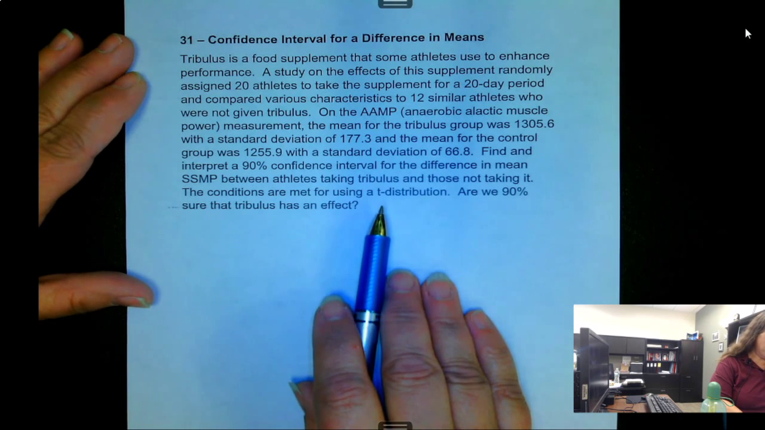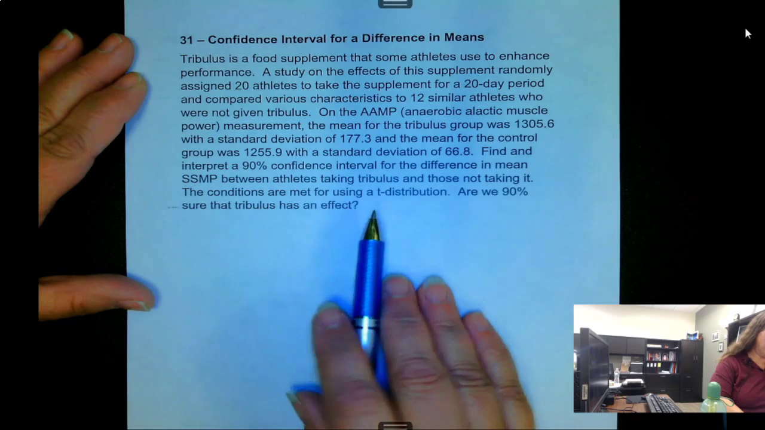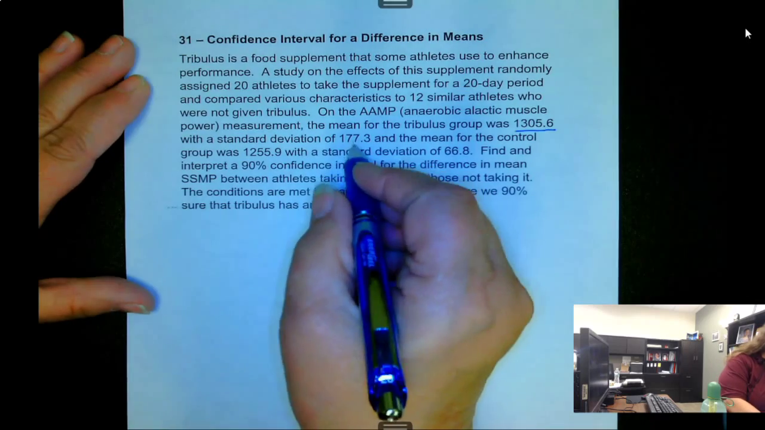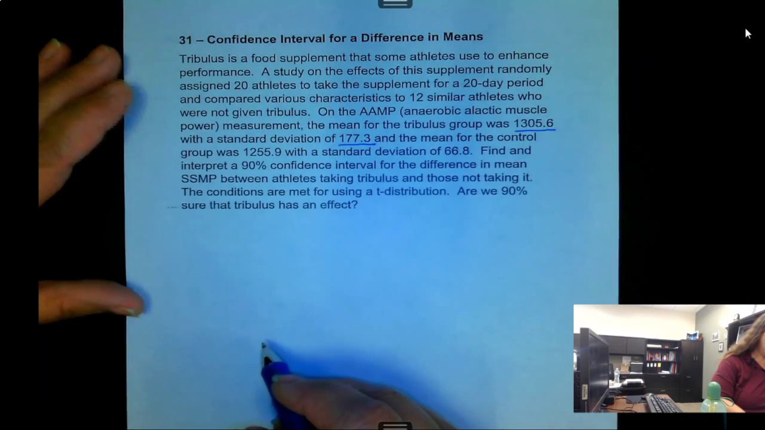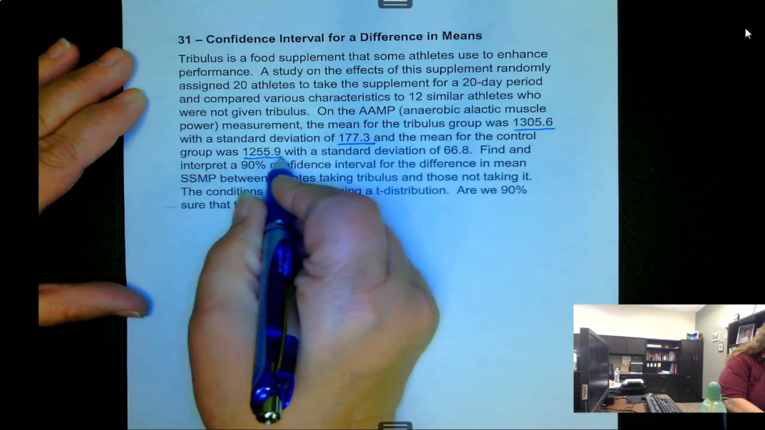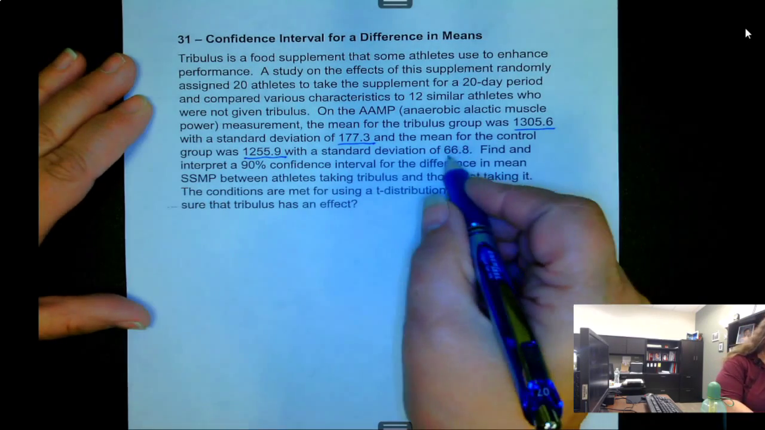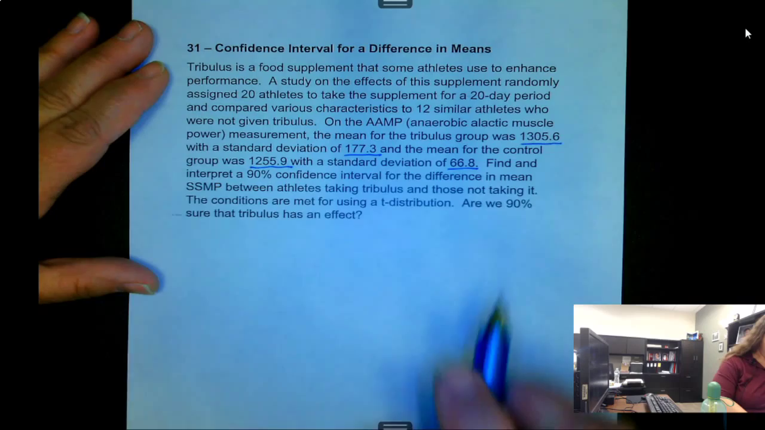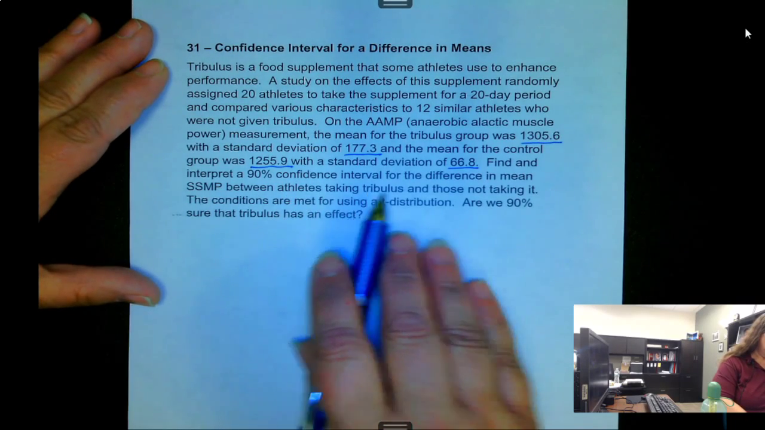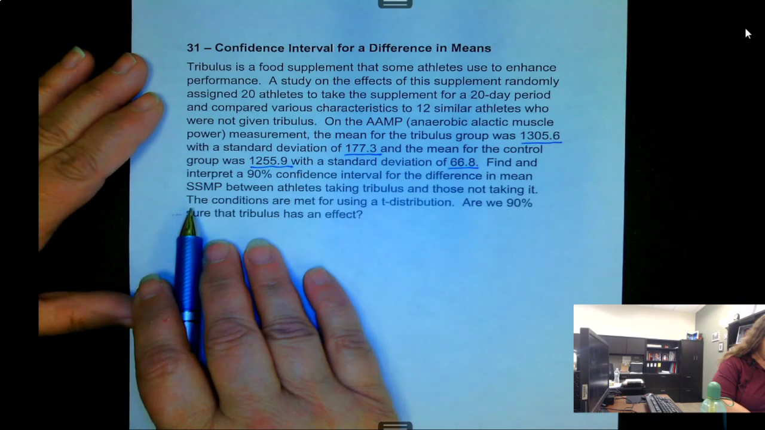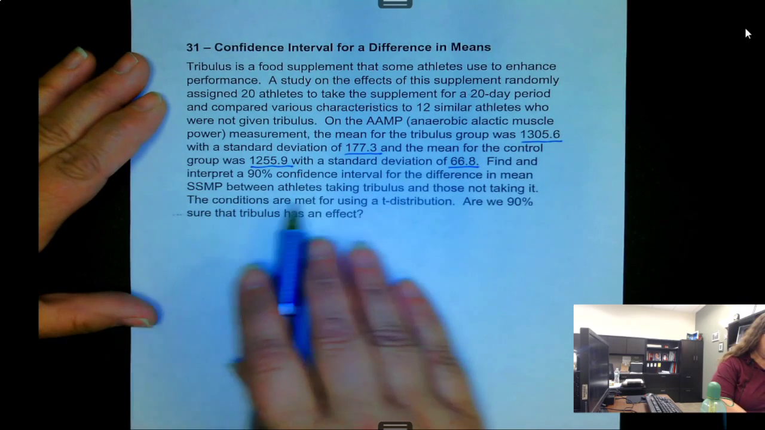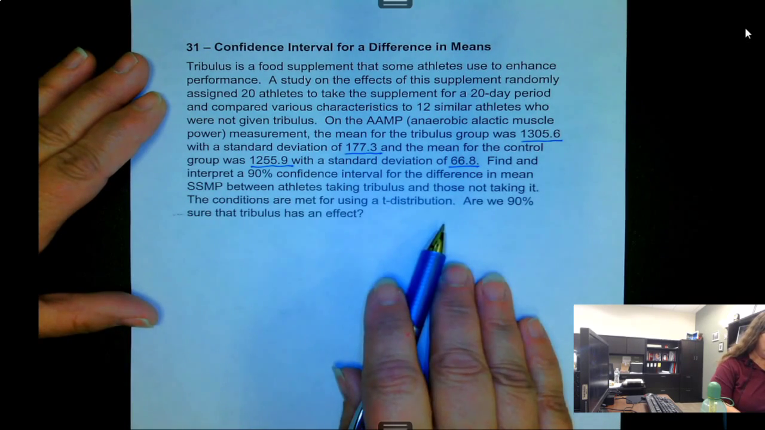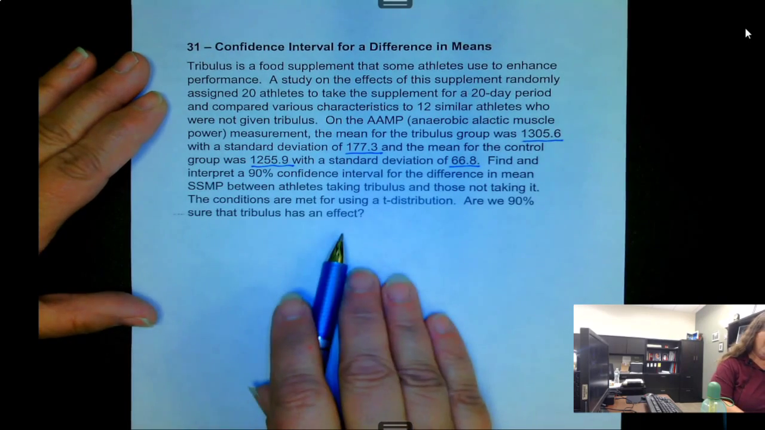On the AAMP, anaerobic lactic muscle power measurement, the mean for the Tribellis group was 1305.6 with a standard deviation of 177.3. The mean for the control group was 1255.9 with a standard deviation of 66.8. Find and interpret a 90% confidence interval for the difference in mean AAMP between athletes taking Tribellis and those not taking it. The conditions are met for using a t-distribution. Are we 90% sure the Tribellis has an effect?